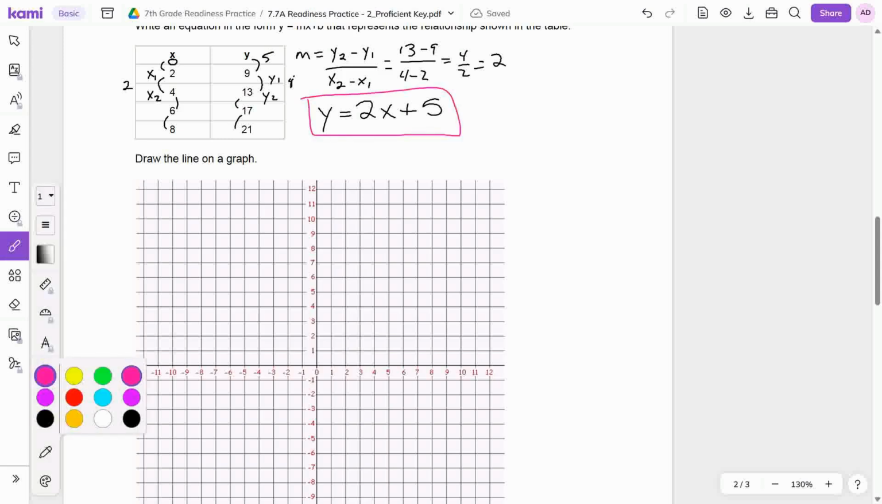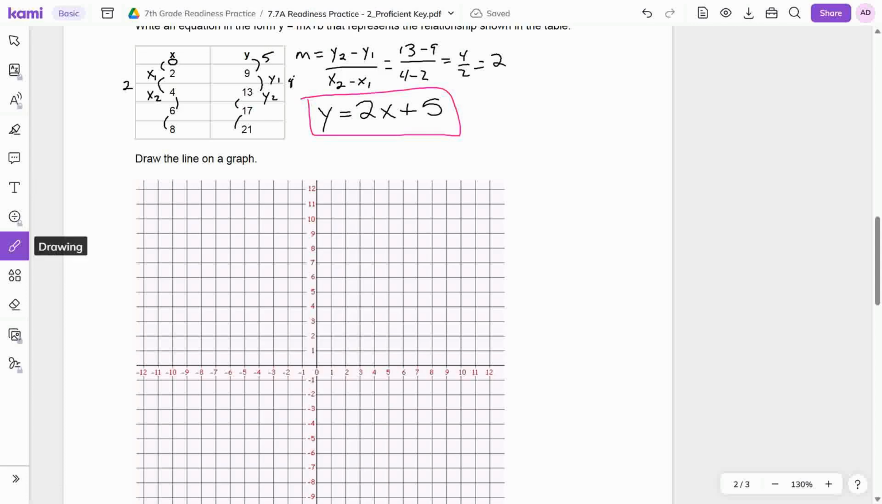Now let's graph it. All right, so let's take these table of values here. I'm going to start with 0, 5. I'm just going to have 2 points here. 0, 5, 2, 9. The rest you notice is off the graph. So let's come up with some points in between.